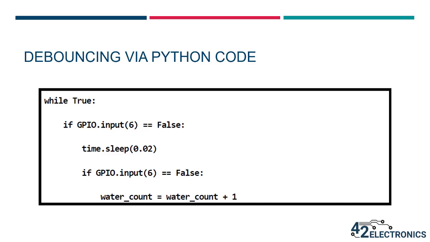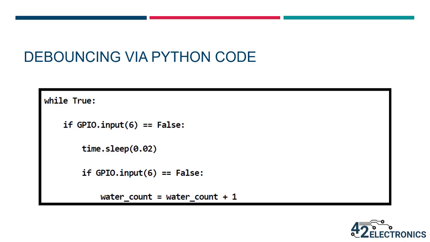This delay is usually not very long, as a delay of around 0.02 seconds should be enough to allow the input to settle into either a steady high or low state. For example, if GPIO 6 was configured as an active low input, the code would look something like this. The first if statement will trigger the very first time GPIO 6 goes low. The program will sleep for 0.02 seconds and then check GPIO 6 again. If GPIO 6 is still false, then 1 will be added to the variable water count. If this second check of GPIO 6 is true, then nothing else will happen and the value of the variable water count will not be changed.